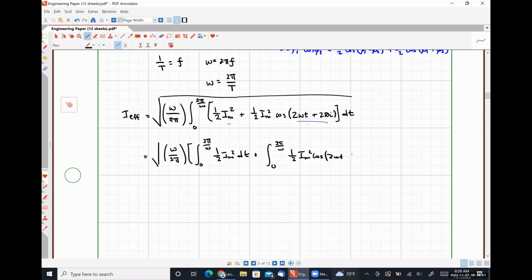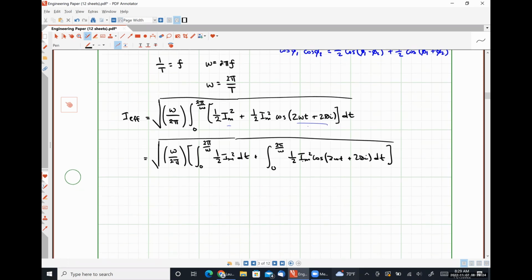Let's focus on the right-hand side first. So this right-hand bit is oscillating at an angular frequency of twice omega. So it is an integer. Let me rephrase this. What does the period of this part look like as compared to I of t?